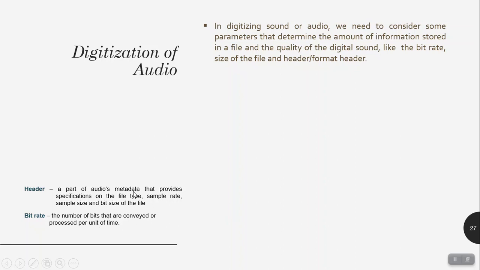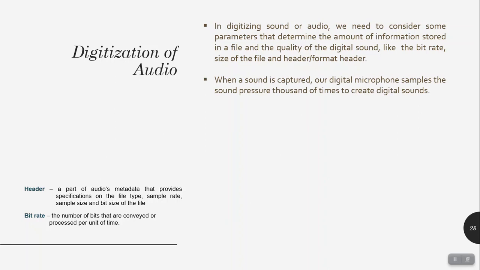So when we say metadata, it is the data inside the data. For example, in our audio, the data inside the data of that audio is like the title of the song, the release date of that song, the singer of that song. So the audio itself is a data, and the data inside that data is the metadata that provides additional information or specification of that file, including the file type, sample rate, and sample size or bit size of the file.